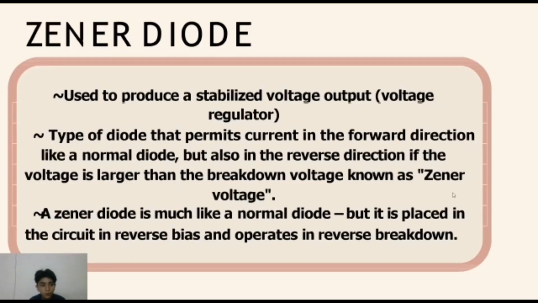We move on to Zener diode. Zener diode is used to produce a stabilized voltage output or voltage regulator. Second, it is a type of diode that permits current in the forward direction like a normal diode, but also in the reverse direction if the voltage is larger than the breakdown voltage, known as Zener voltage. And the last one, a Zener diode is much like a normal diode, but it is placed in the circuit in reverse bias and operates in reverse breakdown.